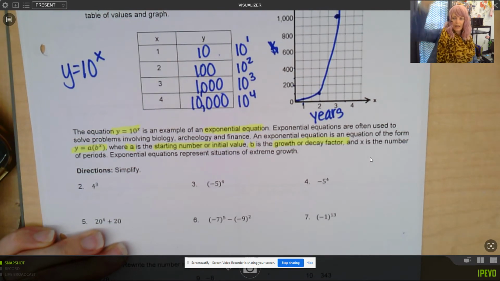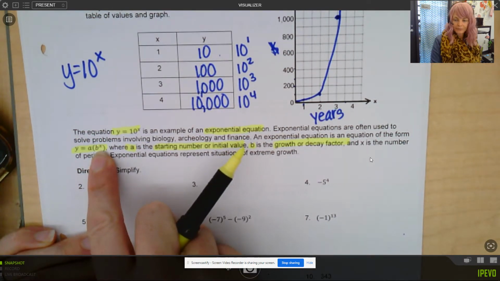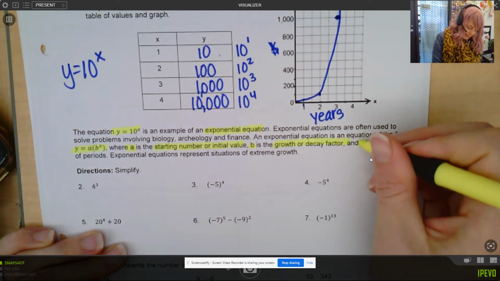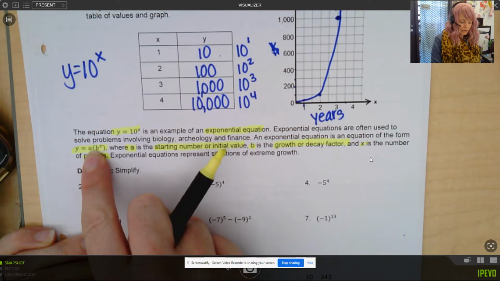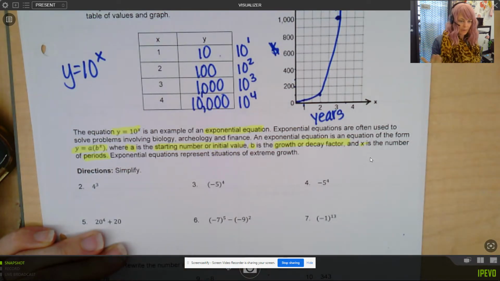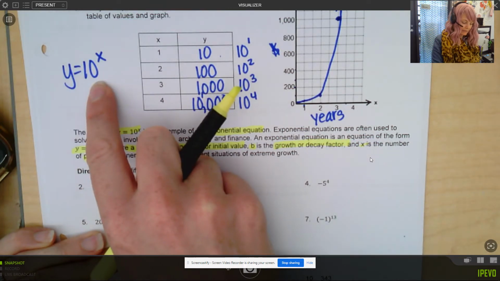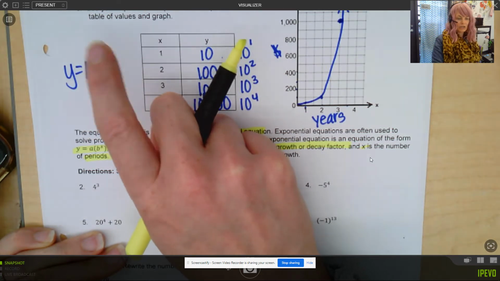So if we're growing exponentially, that means that this b value is greater than 1. If we're decaying exponentially, this b value is going to be greater than 0 but less than 1, so a fraction or a decimal. And x is the number of periods. So for example, here, a, we're starting out with 1, maybe $1. B, the amount we're growing by, is 10. We're growing by 10 each year. And x is the number of periods, so each year.